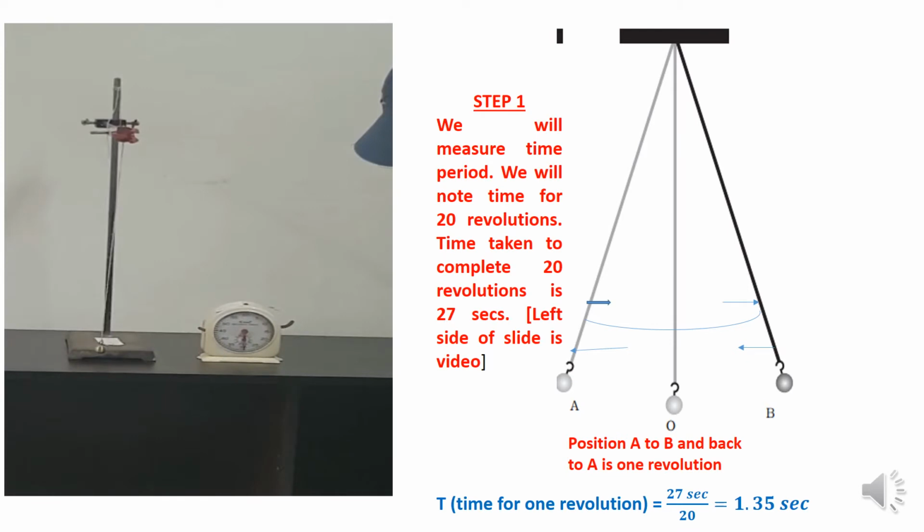You can see this video also. You can see the pendulum is going here and there, going to this side and coming to this side only. So from left side to right side, then again to left side, that is one revolution. You can see this picture also. That pendulum starts from A position, goes to B, then back to A. That is one complete revolution. So we will measure the time for 20 revolutions. So time period will be 27 divided by 20.